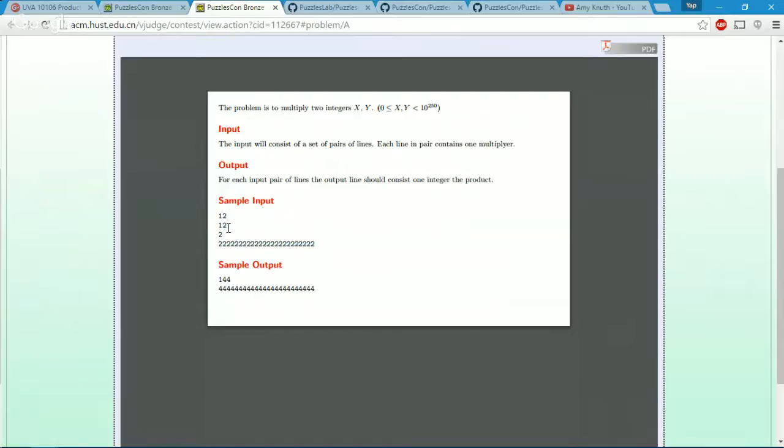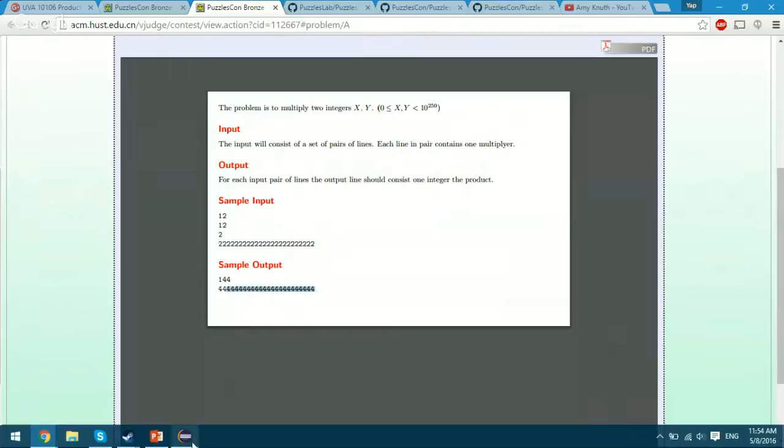So your problem is to find the product of the numbers in the pair, where the numbers are in two consecutive lines. So 12 times 12 equals 144. 2 times 2 all the way to 2 is equal to 4 all the way to 4.